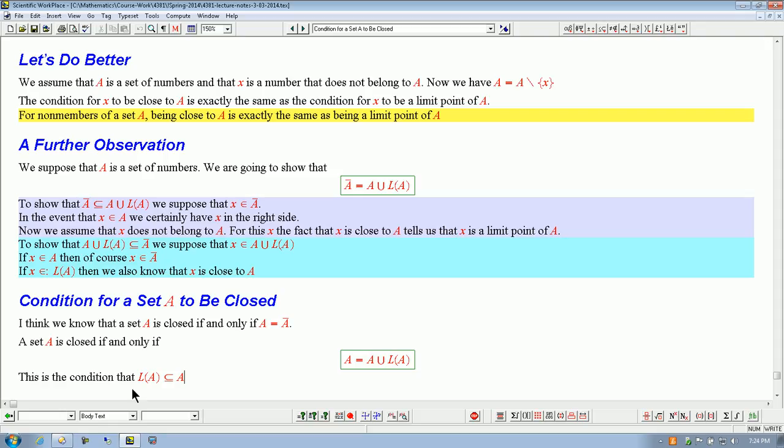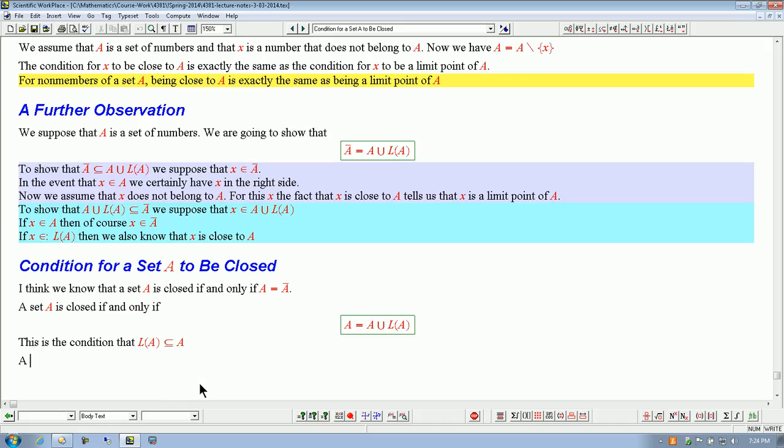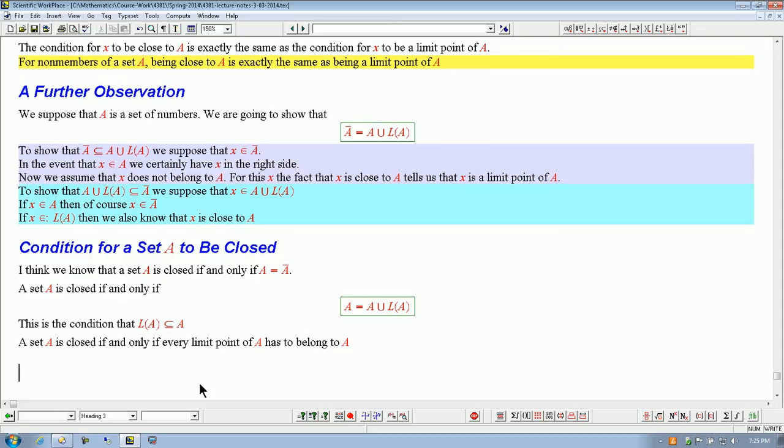This says that every member of that set must belong to A. A set A is closed if and only if every limit point of A has to belong to A. See? I'm showing you an example again.